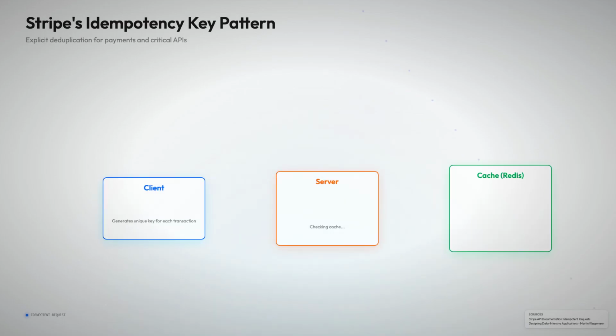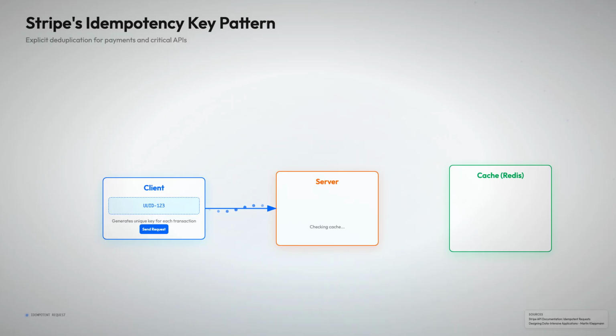Therefore, we need explicit deduplication. Stripe's pattern handles real money, so it can't afford errors. Here's how it works. The client generates a unique idempotency key, like a UUID, and sends it with every API request. Retries reuse the same key.